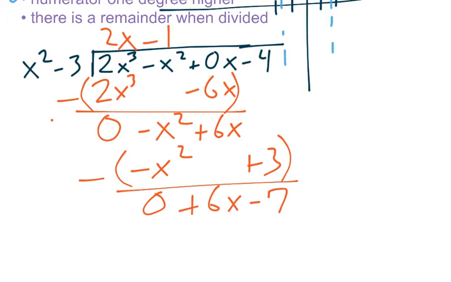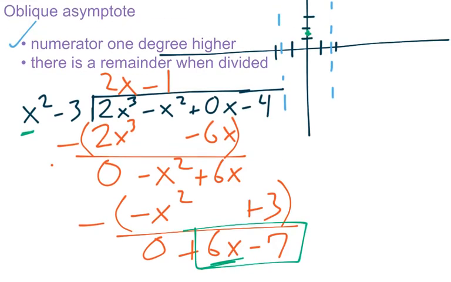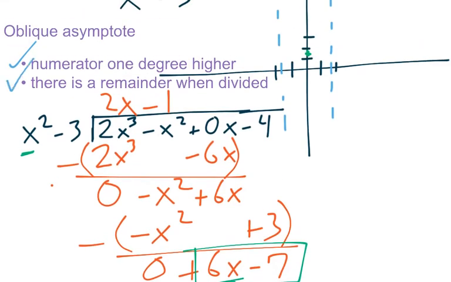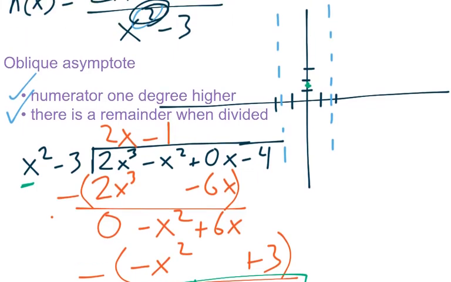Notice we can't divide this anymore because we have 6x and we're trying to divide by x squared, so this is our remainder. Once again, all that does is check off, yes, there is a remainder when you divide. You say, well, that's just a lot of work just to see if there's a remainder. Well, the good news is this wasn't just a lot of wasted work, because here's the key.